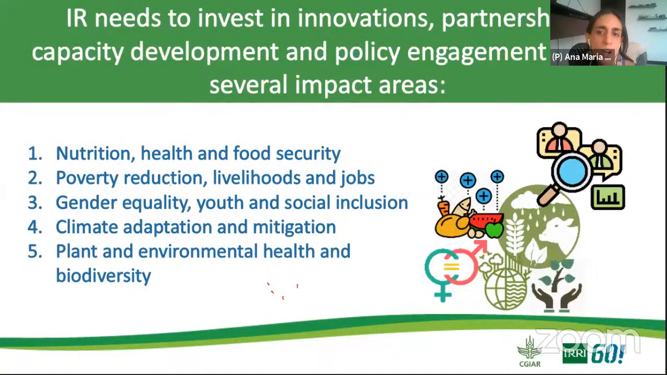So this slide comes, and Sonia already mentioned this, from the CGIAR strategy for research and innovation, which was launched 2 days ago. And it's very relevant for the topic today. As you can see in this slide, there are some impact areas where a lot of support is needed from the international research, including climate adaptation and mitigation and plant health. But more important than that, international research needs to invest in four main things to make this transformation happen: in innovations, in partnerships, in capacity development, and in policy engagement. And with that, let's move to my final slide.